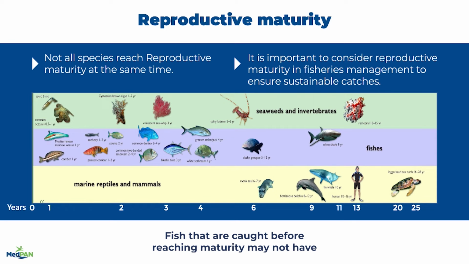Fish that are caught before reaching maturity may not have had the chance to reproduce and contribute to future generations. This can result in declining populations. By setting fishing limits based on the age of maturity, we can ensure sustainable catches and preserve healthy fish populations.